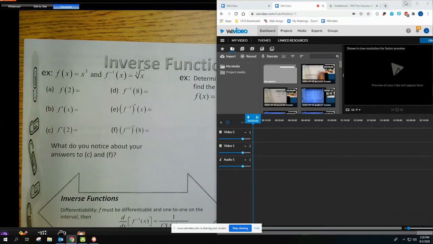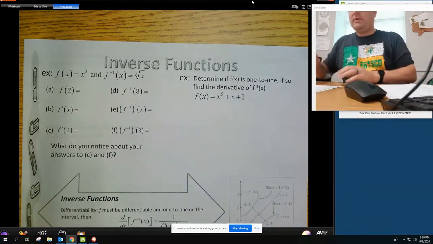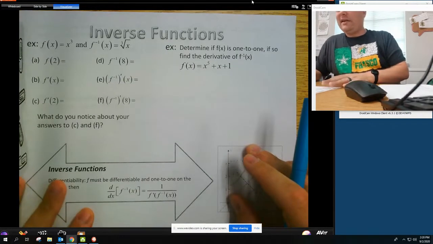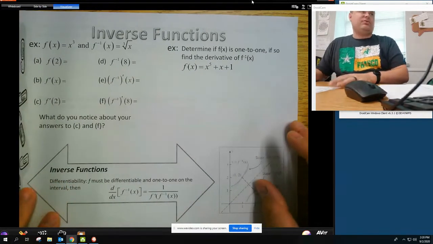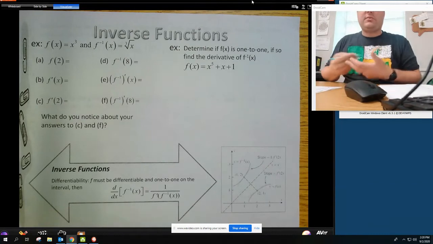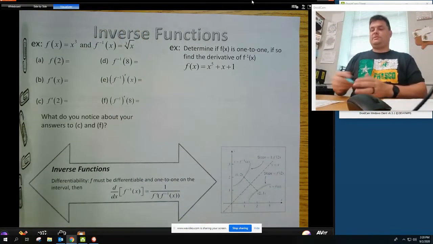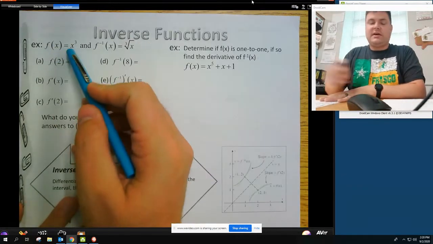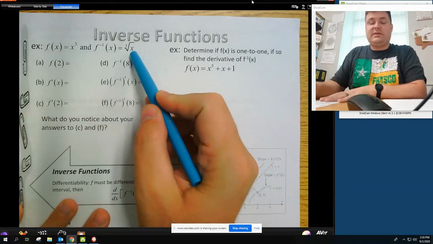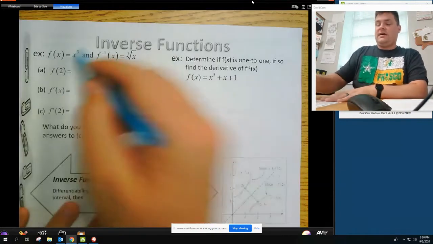All right, so let's get started here. We're going to do a video on inverse functions and their derivatives. So first, I want to do a little bit of discovery learning for you. And so here's a function, x cubed, and its inverse is the cubed root of x. Now, how do they determine that?